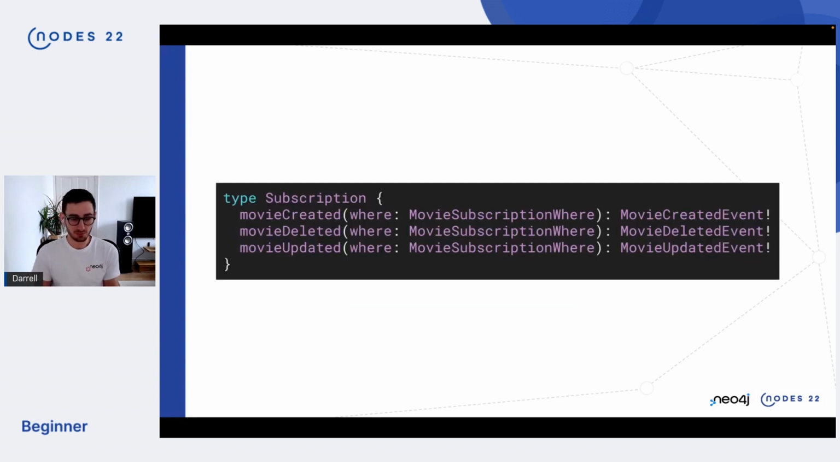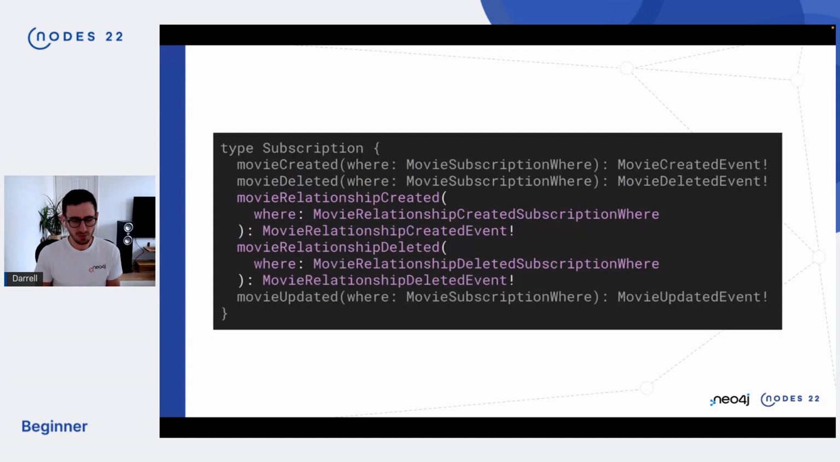At Graph Connect, this was the state of the subscription type. We had movie created, movie deleted, movie updated. It was fine, but we felt like we're a graph database. We need something to do with relationships before we release a stable release of this. So we're working hard towards these new additional subscription fields, movie relationship created and movie relationship deleted, which will allow you to trigger off connection and disconnection events between nodes with good filtering compatibility to allow you to really start building graphy applications using GraphQL.